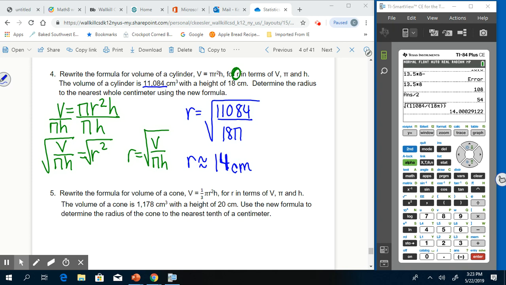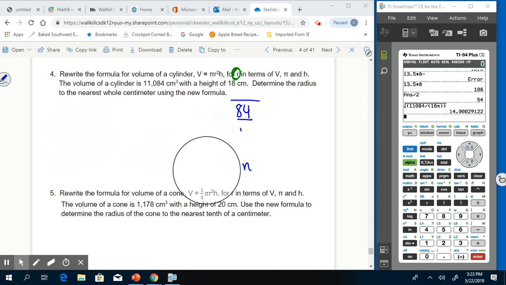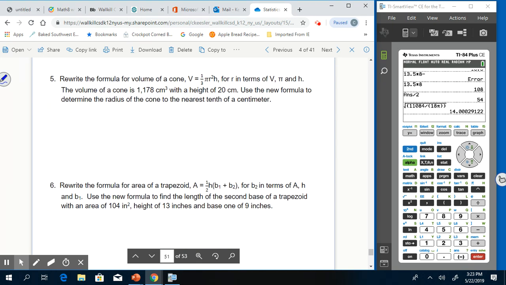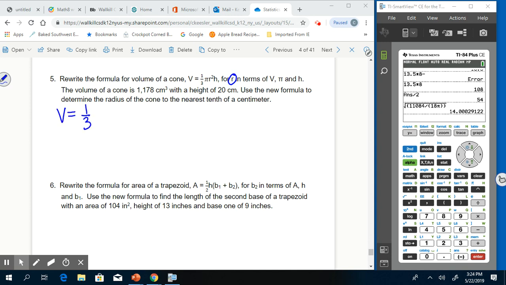Okay, number 5, we have volume again. Volume is one that they typically like to put because they want to see that you know that the opposite of squaring is taking the square root. So for number 5, rewrite the formula for volume of a cone, V equals 1/3 pi r squared h, for r in terms of V, pi, and h. So again, we're solving for r. So we have volume equals 1/3 pi r squared h.